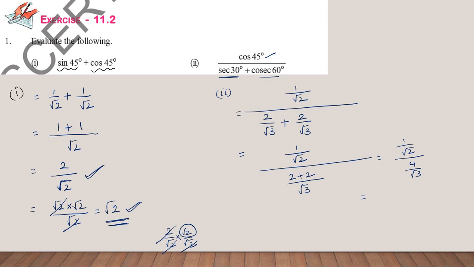Now from this, what can I do? Here I have the numerator and this is my denominator. Both are fractions now. When I have both fractions, if you want to bring the denominator fraction to the numerator, simply you can write its reciprocal. So 4 by root 3 becomes root 3 by 4. Now from this, what can I write?